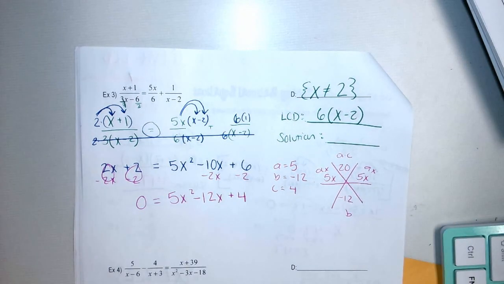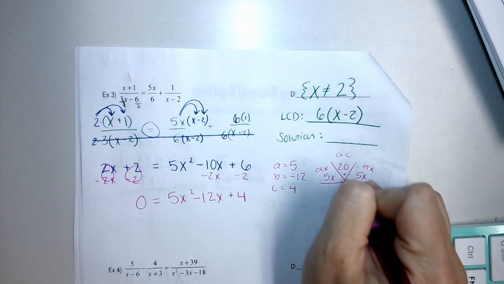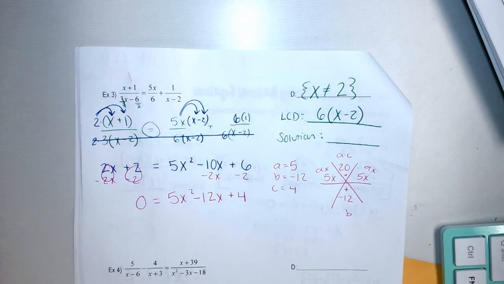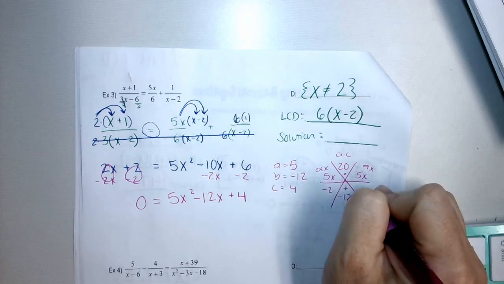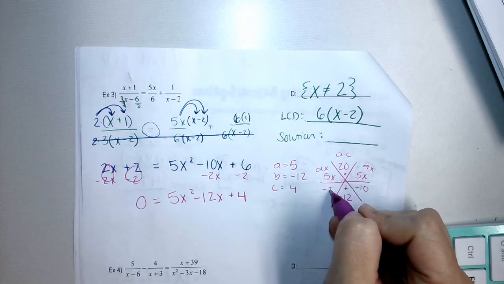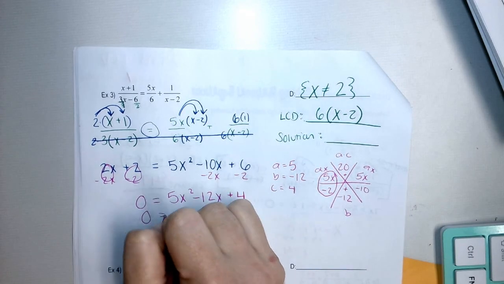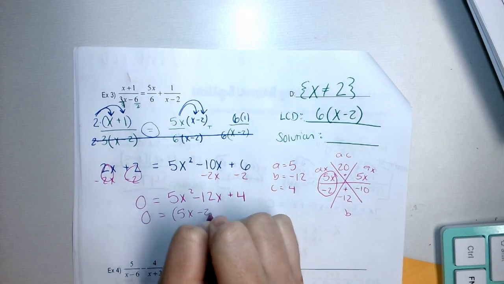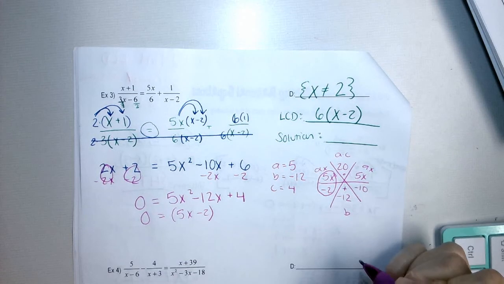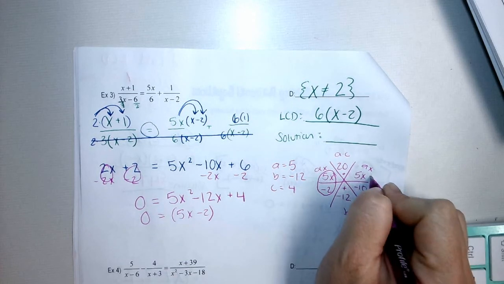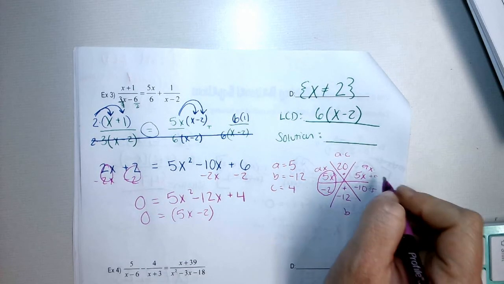What multiplies to give us 20 but adds to give us negative 12? Negative 2 and negative 10. Yes, negative 2, negative 10. 5 over 2 doesn't simplify, so that's one of my factors. 5 over 10 does simplify. 5 goes into both of those, so divide by 5, and I get x over negative 2.